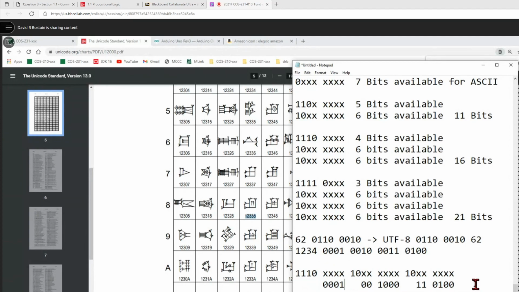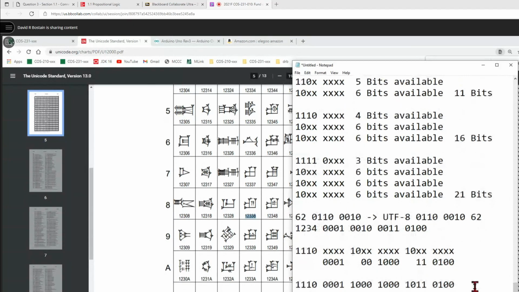Okay, so let's combine the numbers together. And this guy's going to be 11100001, 1000 1000, 1011 0100. We can write those out in hex. It's E1 88 B4. So this is the UTF-8 for the value 1234 in hex.